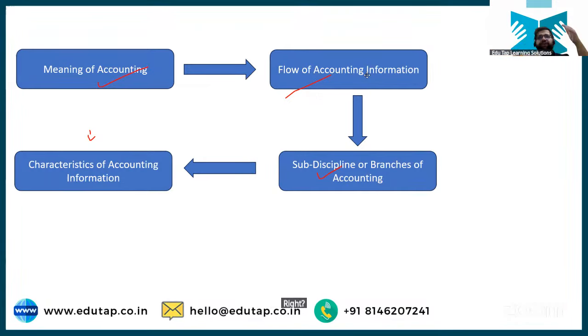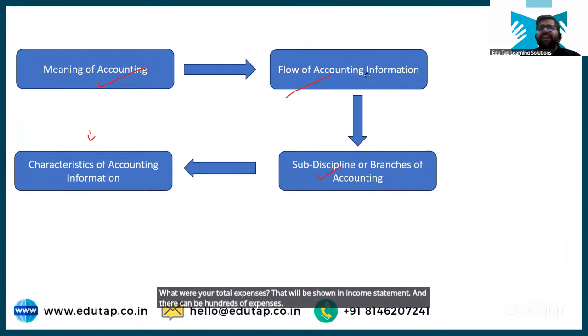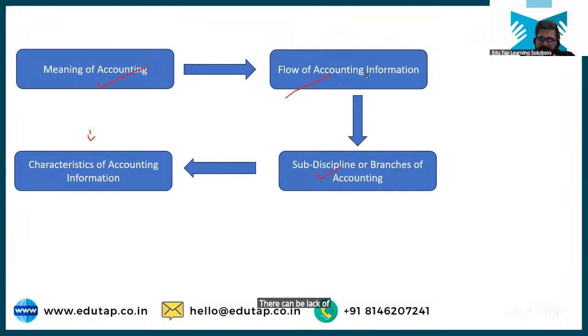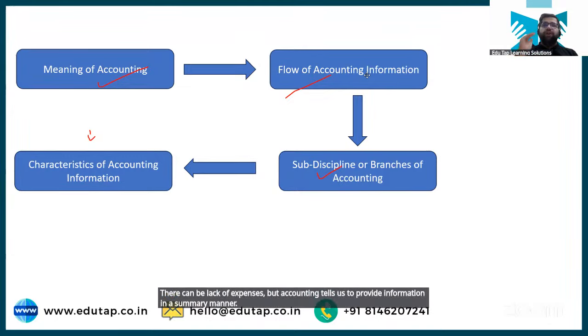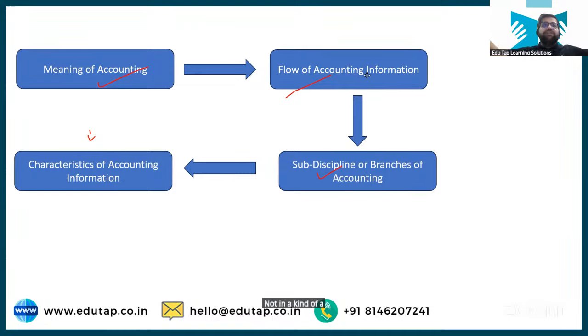So all the profit and losses, like how your profit came and what your total expenses were, will be shown in the income statement. There can be hundreds of expenses, there can be lakhs of expenses, but accounting tells us to provide information in a summary manner, not in a detailed manner. Because if I provide the overall economic events in a detailed manner, that will lead to frustration for the end user, because he or she will have to read a lot.